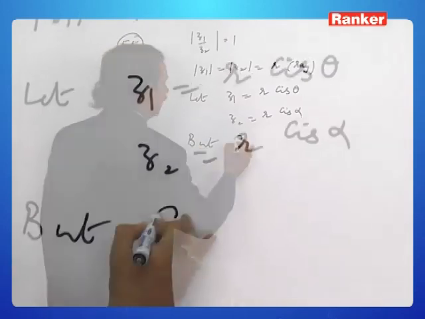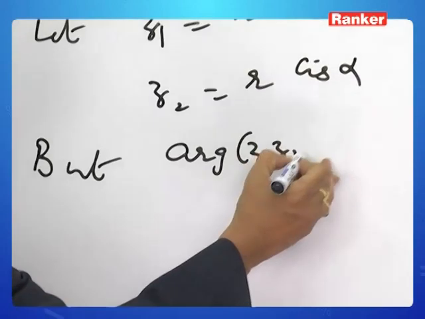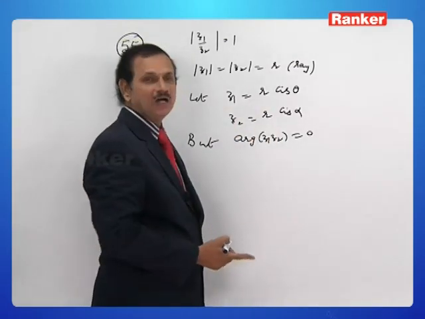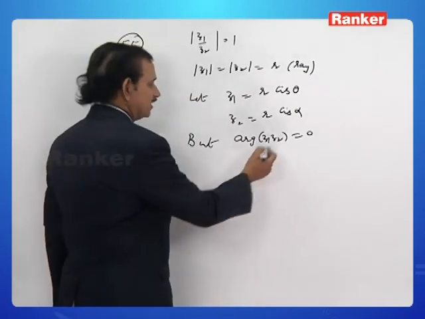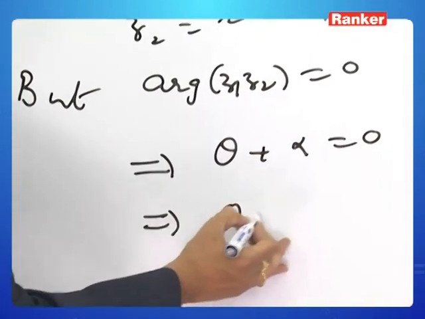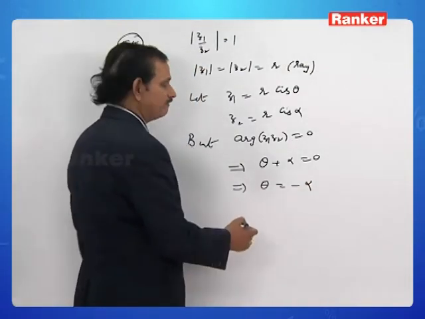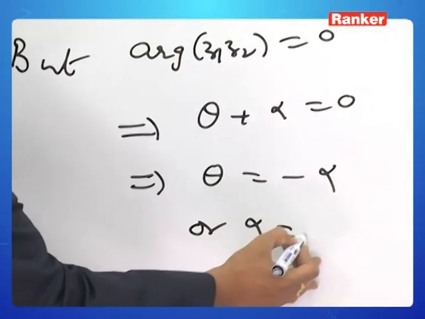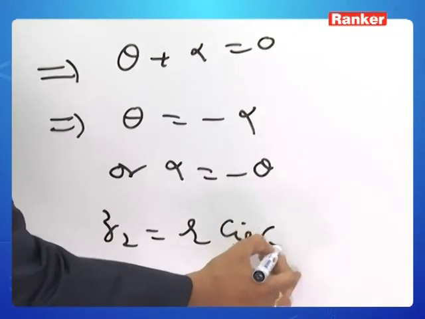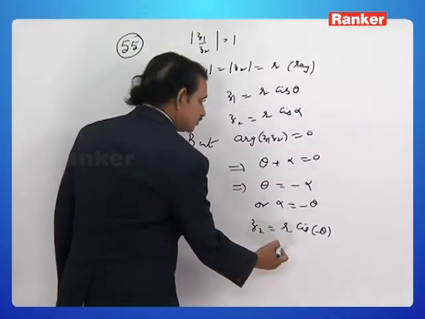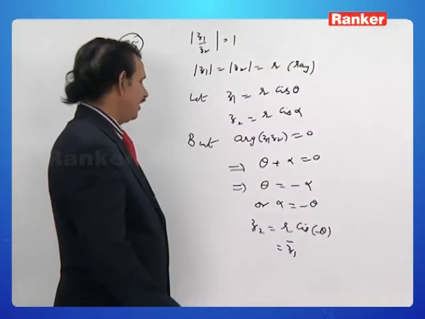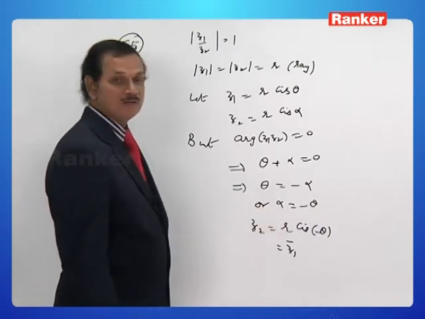But argument of Z1 Z2 is equal to 0, he has given. What is argument of Z1? Theta. What is argument of Z2? Alpha. Argument of Z1 Z2 means theta plus alpha is equal to 0. Implies theta is equal to minus alpha, or alpha is equal to minus theta. Therefore, Z2 is equal to R into cis minus theta, which is nothing but Z1 bar, you can see.